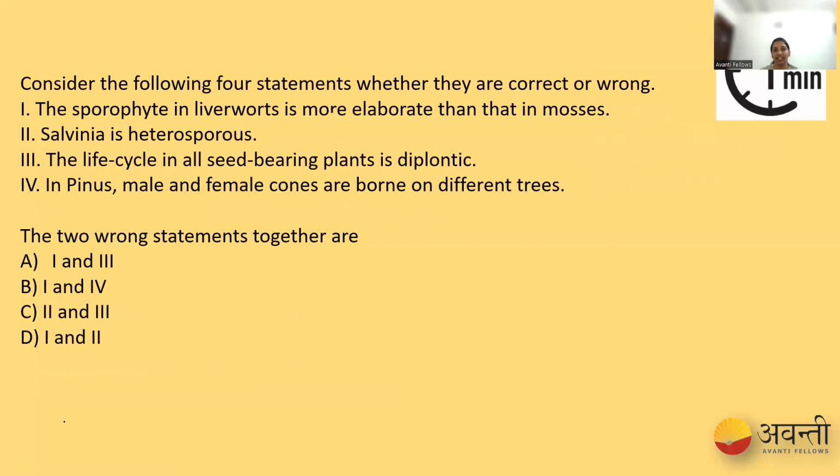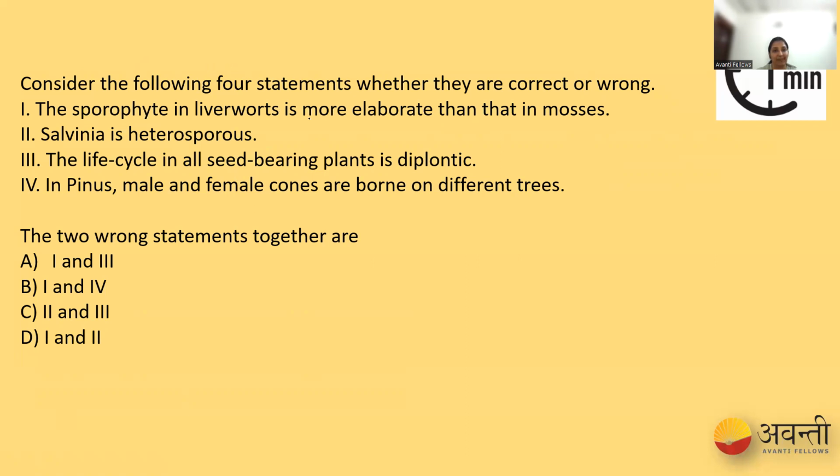Consider the following four statements and decide whether they are correct or wrong. The sporophyte in liverwort is more elaborate than that in mosses. Salvinia is heterosporous. The life cycle in all seed-bearing plants is diplontic. In Pinus, the male and female cones are borne on different trees. The two wrong statements together are? So we have to find out the wrong statements.